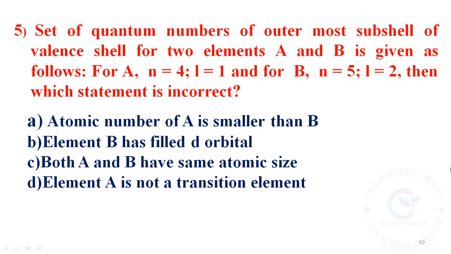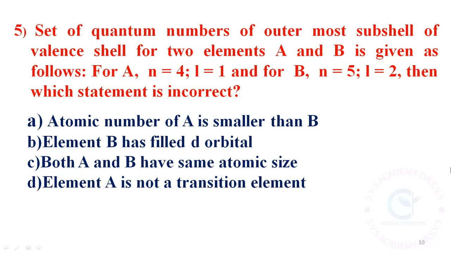The next question: a set of quantum numbers of the outermost subshell of the valence shell for two elements A and B is given as follows. For A, n is equal to 4, L is equal to 1, and for B, n is equal to 5, L is equal to 2. Which statement is incorrect? The first statement: atomic number of A is smaller than B. The first statement is correct because A has a smaller principal quantum number.